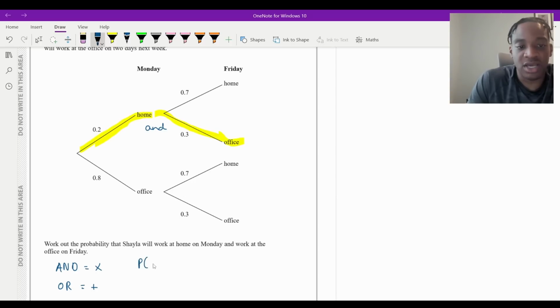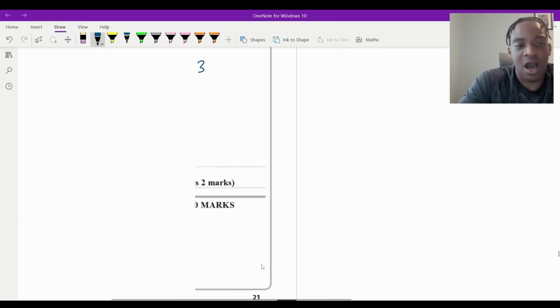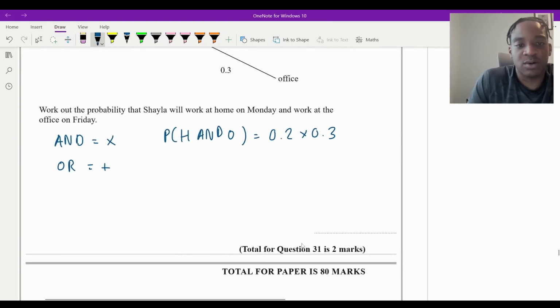So we're just going to say the probability of, I'm going to write H for home, and O for office, right? It's going to be 0.2 multiplied by that 0.3. So we need to work out what this is. Now, how would I do this without a calculator? Well, first I'm going to write this out here again. So it's going to be 0.2 times 0.3. Now, I don't like dealing with decimals. So what I would do is convert these decimals into whole numbers. And I can do this just by multiplying by 10. 0.2 times 10 is 2. 0.3 times 10 is 3.